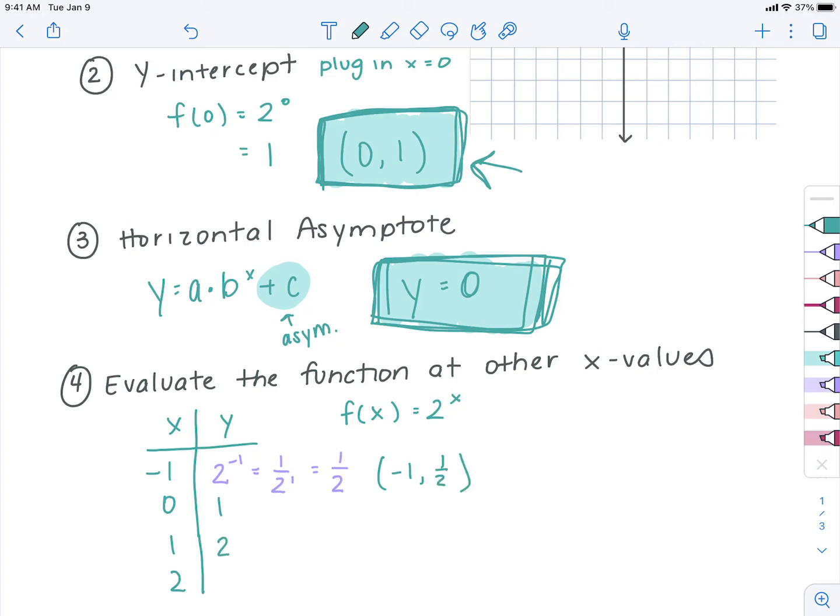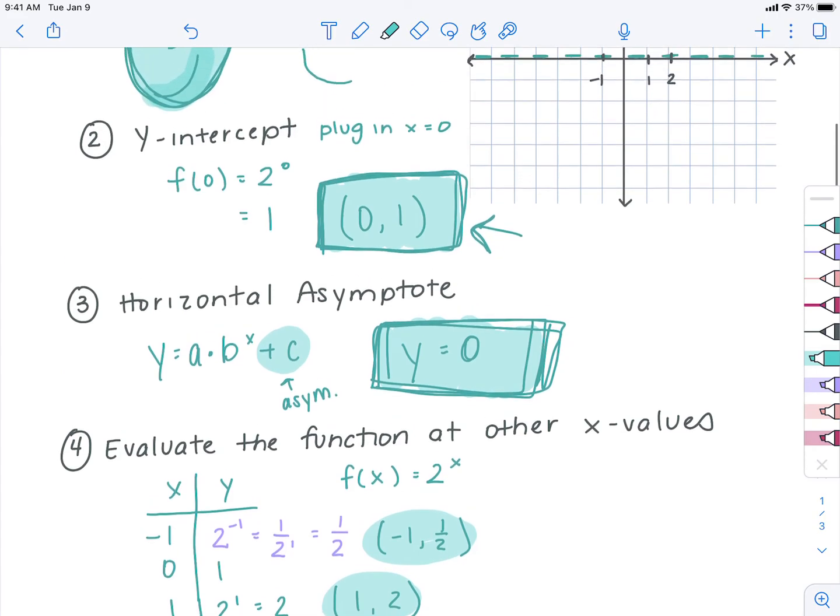When I plug in 1, I get 2 to the first power, which just gives me 2. So I have the point 1, 2. When I take 2 and plug in 2, I get 4. So I'm plotting the point 2, 4. So now I just want to go back up to my graph and plot these points.